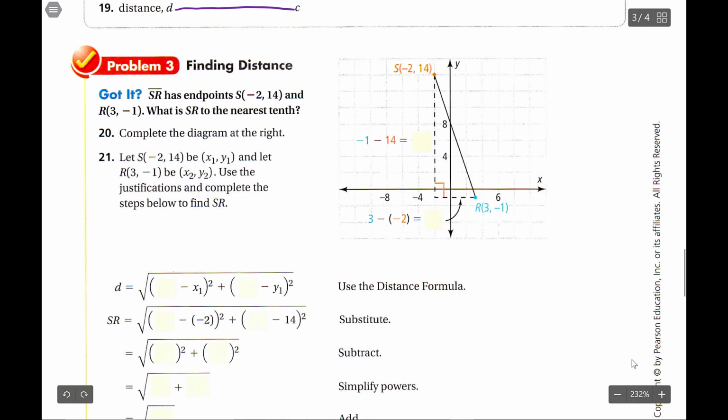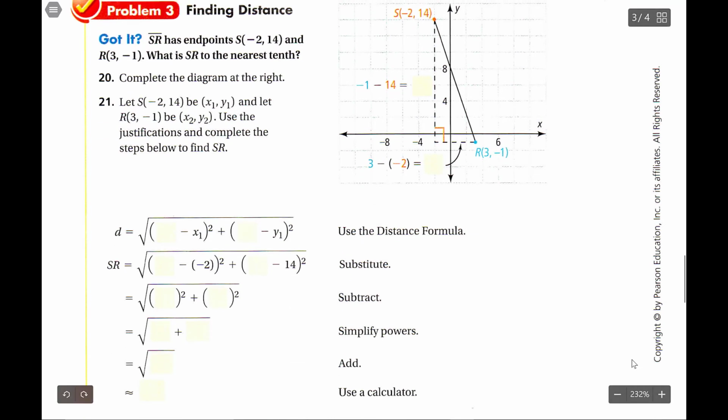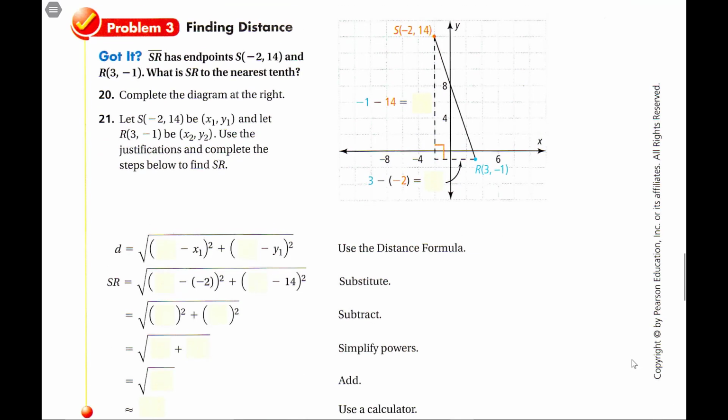So applying that using the distance formula, we have that SR has endpoints S(-2, 14) and R has coordinates (3, -1). What is SR to the nearest tenth? So we're going to have to complete this diagram that we're given. And we have let S(-2, 14) be x sub 1 and y sub 1. Let R be x sub 2 and y sub 2, and then we're going to use our justification.